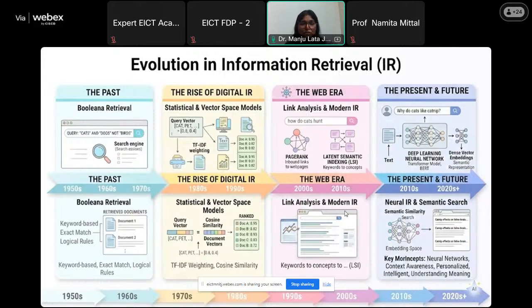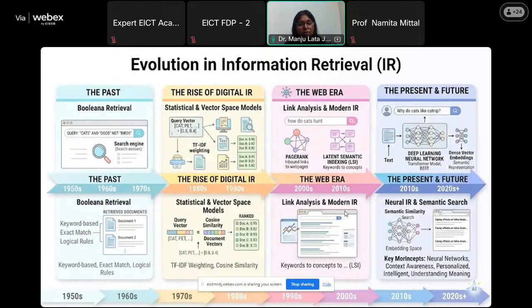Now, first of all, we will be discussing evolution in information retrieval. The concept came into the picture in the 1950s. From the 1950s to the 1970s, the concept of Boolean retrieval was used for information retrieval.